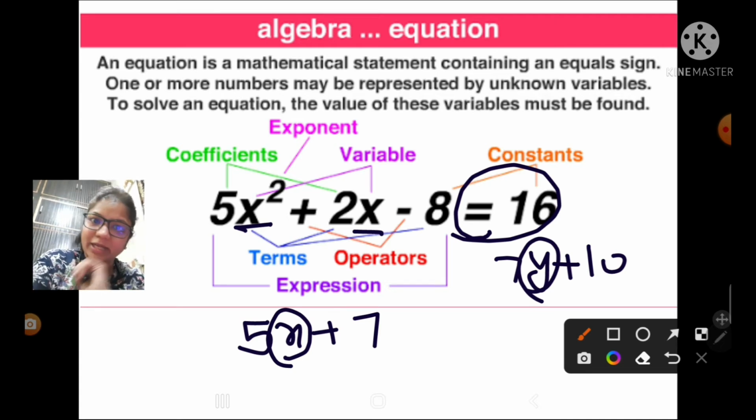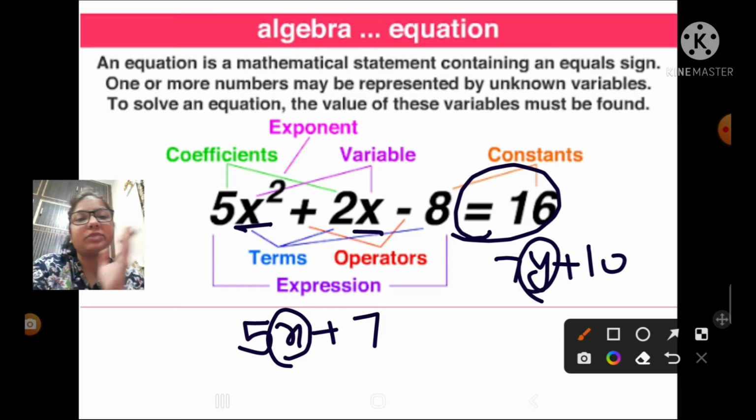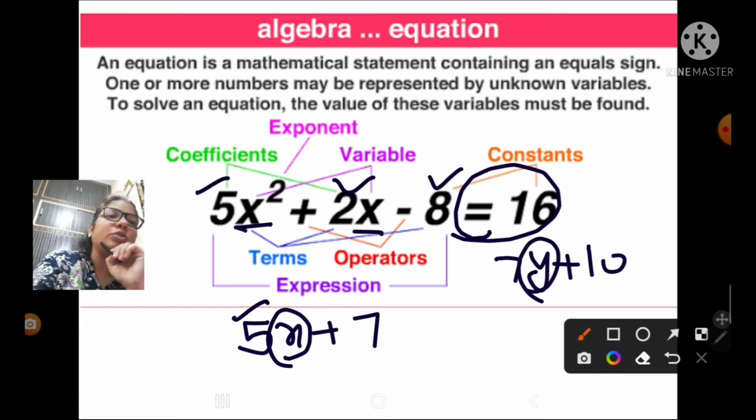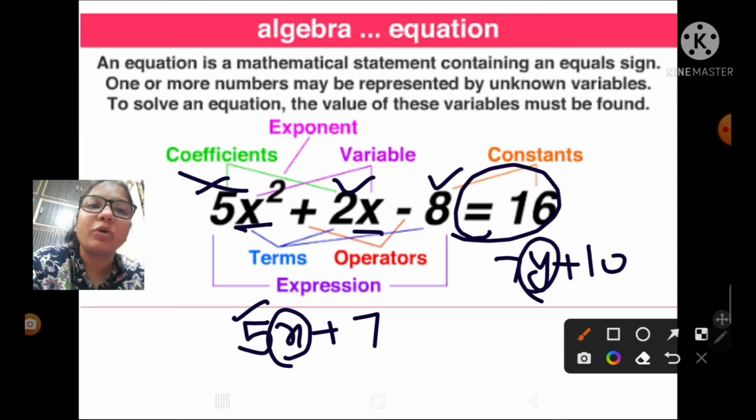What are variables? Those whose value is not fixed. Variables keep on changing. Like somewhere x is 5, somewhere x is minus 5, somewhere x is 100, 1000, minus 5000. Now what are coefficients? Like 5 here, 2 here. This is a constant. Whatever is multiplied with a variable, we call it a coefficient.